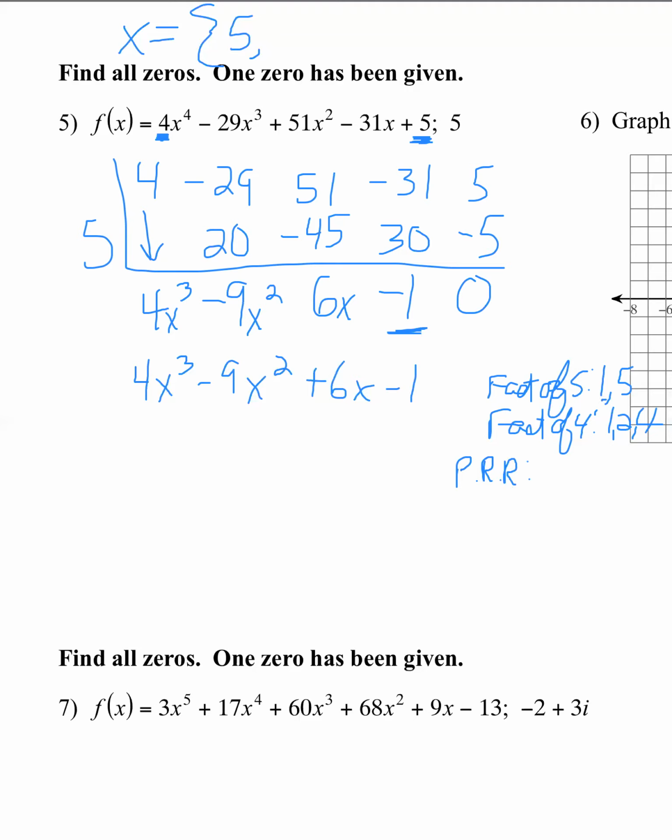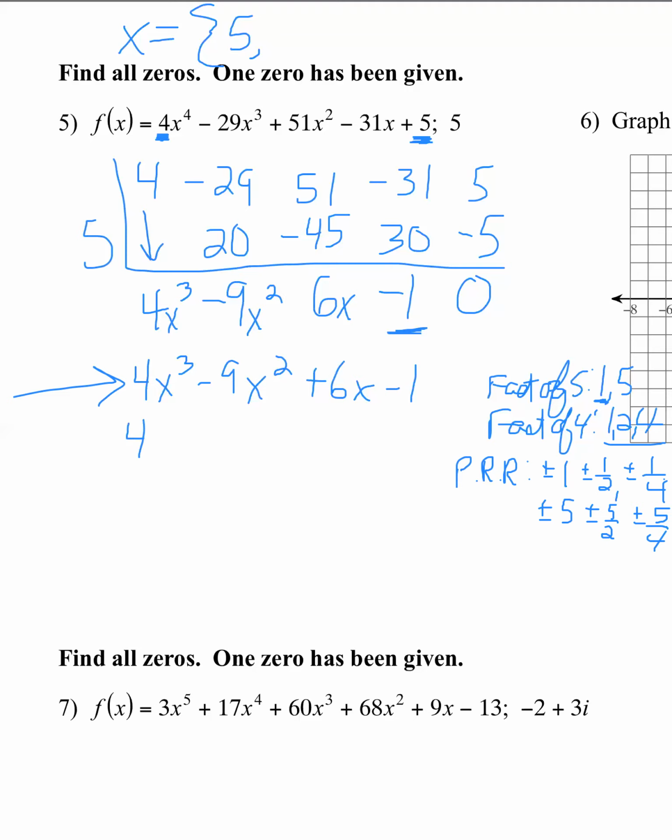I'm going to take 1 and divide it by each of these. And it's positive, negative. So positive, negative 1 divided by 1, positive, negative 1 divided by 2, and positive, negative 1 divided by 4. Then I do the same thing with 5. So positive, negative 5 divided by 1, positive, negative 5 divided by 2, and positive, negative 5 divided by 4. So in this list are all the possible rational roots. So if this thing has any more rational roots, they're in this list.